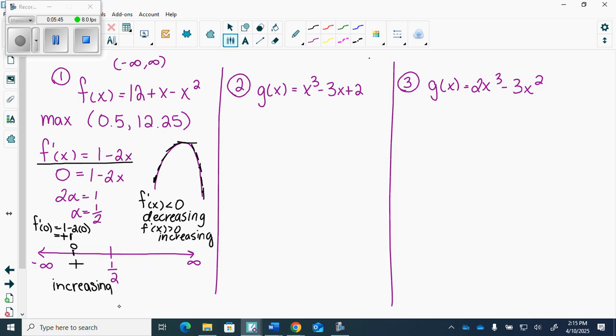And I know this one I have to test out. So anything between 1/2 and infinity, I'm going to test 1. So I'm going to do f prime of 1. So I get 1 minus 2 times 1. So I get negative 1. So it is decreasing.